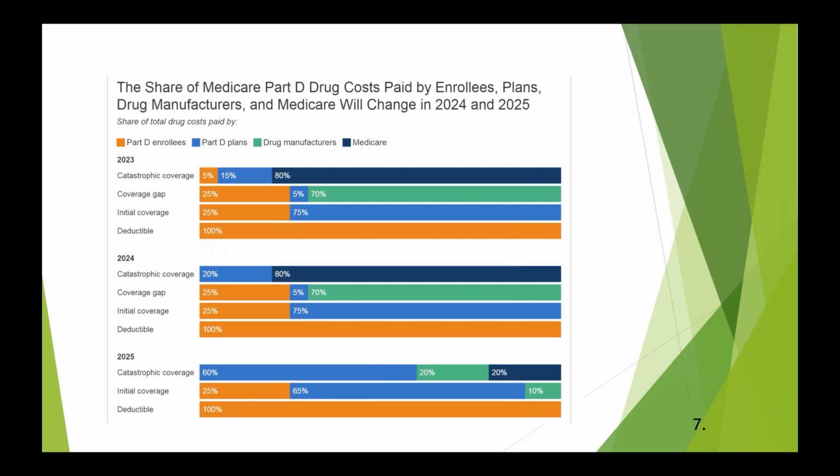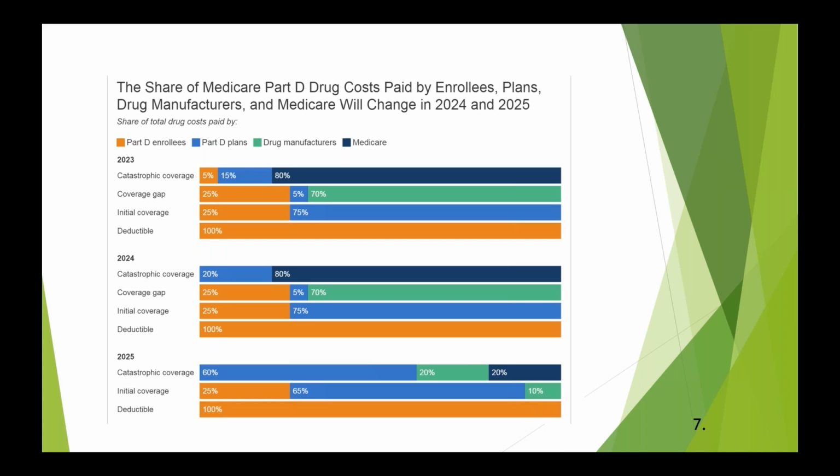Through this chart in here to help show you what's happened the last 3 years. Orange is what you pay. The Part D plan, the insurer, is the blue. The drug manufacturer is the green, and then the Medicare is the black. If I go to the middle, 2025, and start at the bottom, you paid 100% because you're still paying your deductible. And then in your initial coverage, you paid 25%. That's for a brand drug.